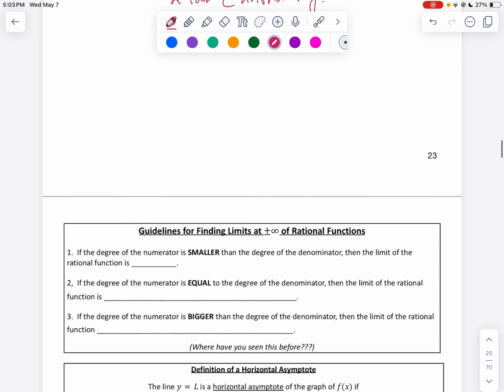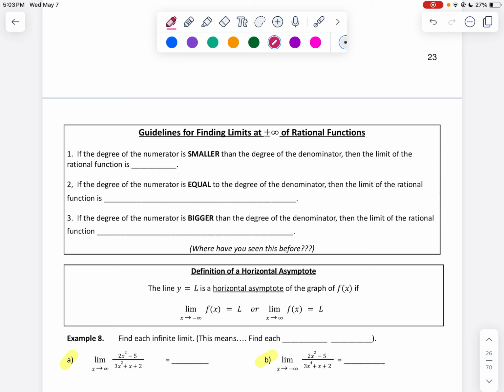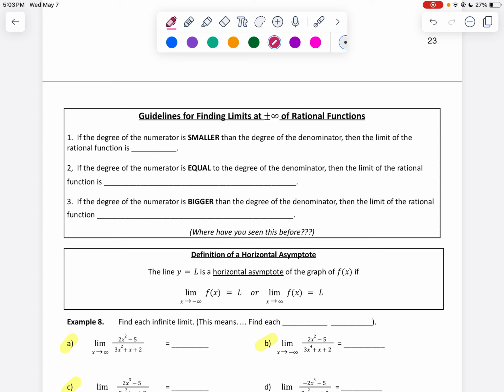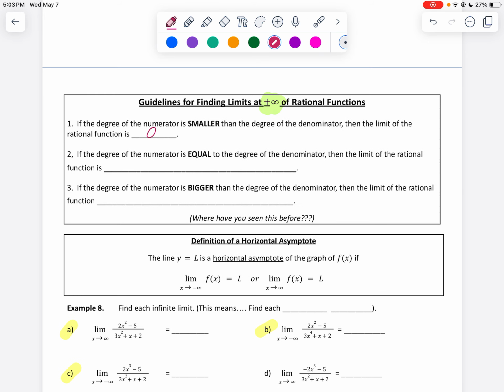Okay. All right. So we have seen this stuff before. There are specific guidelines for finding limits at positive or negative infinity of rational functions, right? In the past we've seen if the degree of the numerator is smaller than the degree of the denominator, then the limit of the rational function is just going to be 0, right?